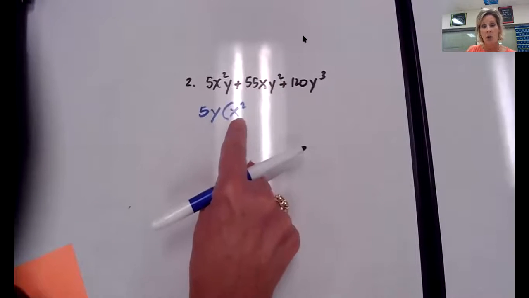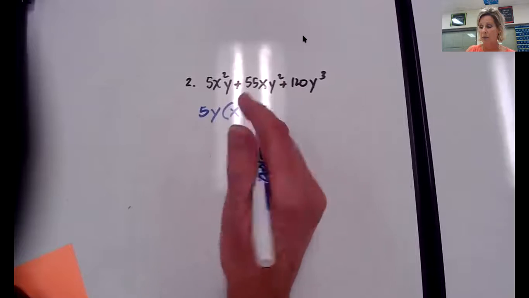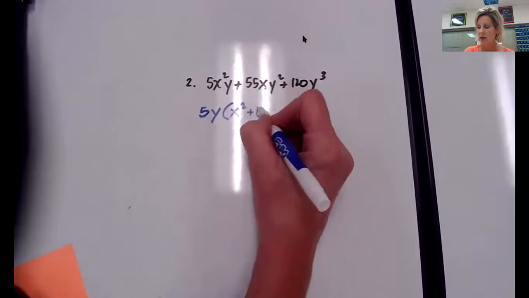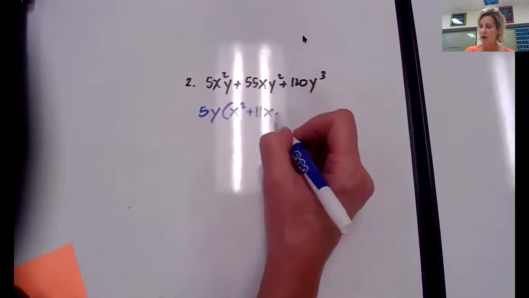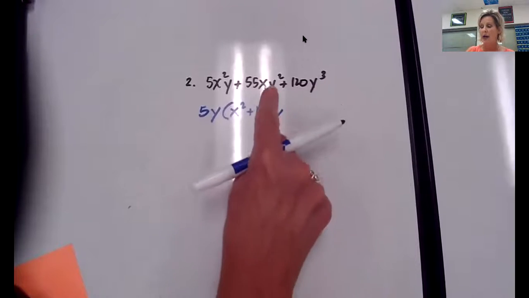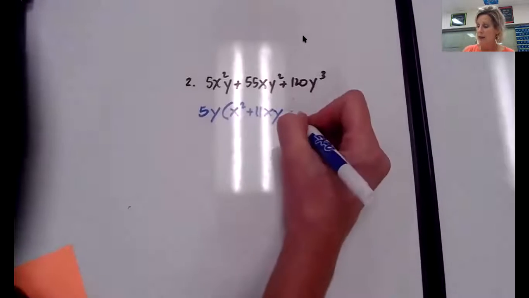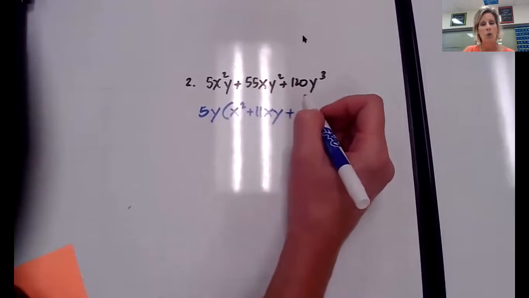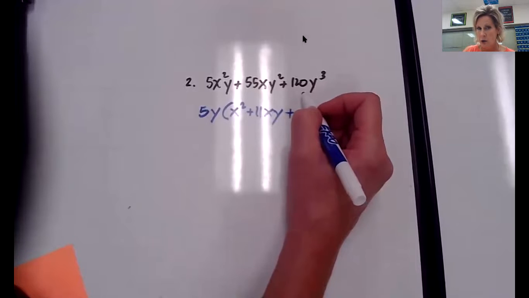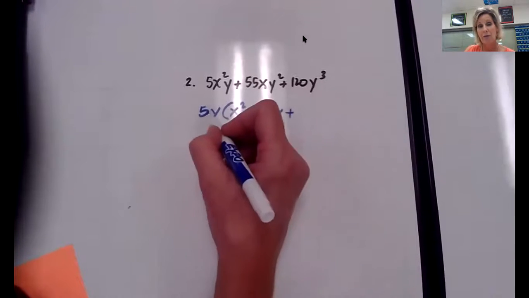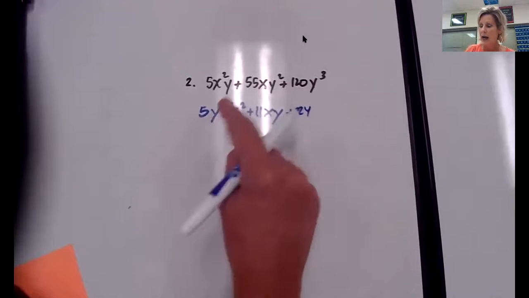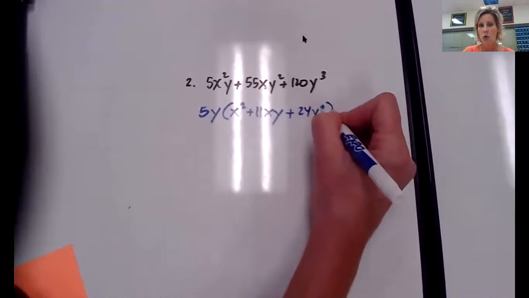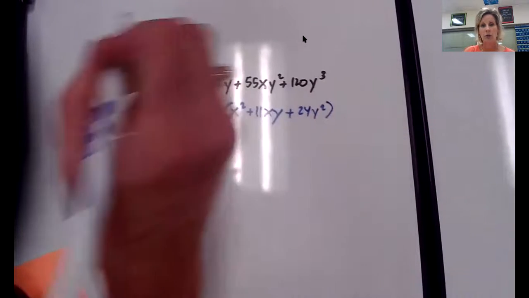5y times x squared gives you the 5x squared y. 5 times 11 gives you the 55. I need to have the x here, and it's going to be y times y is y squared. Let's see here. I believe that 5 goes into 120. On your calculator, if you're not sure, do 120 divided by 5. I think you're going to get 24. And it's y times y squared that gives you the y cubed.